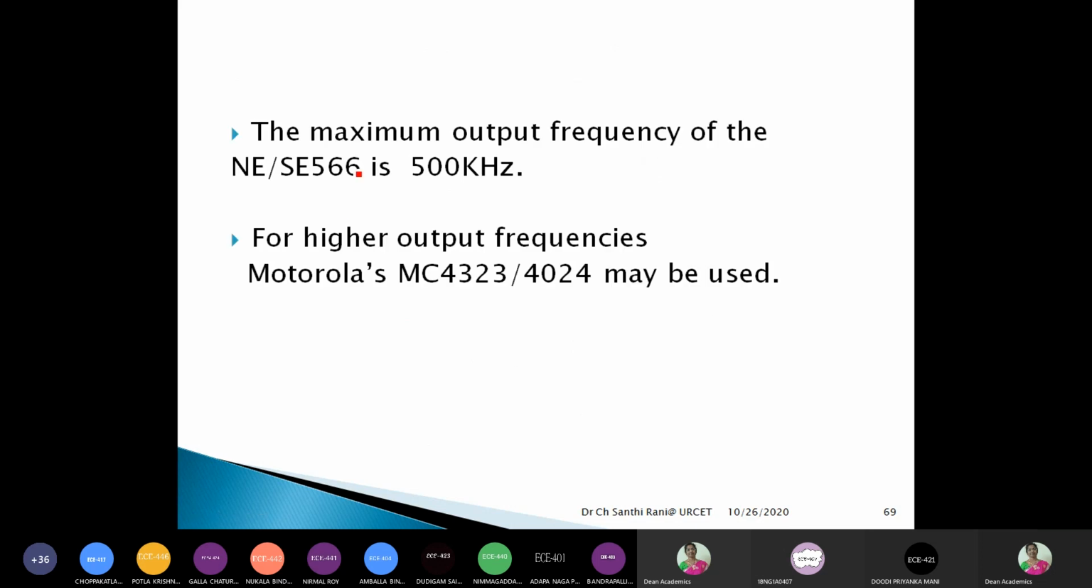Now this voltage control oscillator, which is available in monolithic form 566, has a maximum output frequency of 500 kHz. If you want to obtain higher output frequencies, you can also use other manufacturers' VCOs, such as Motorola's MC4323 and MC4024. So many other manufacturers also produce voltage control oscillators.